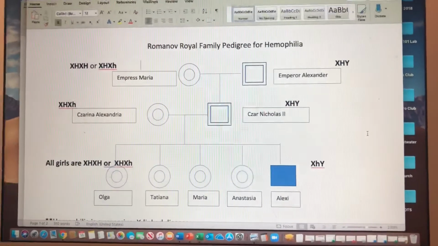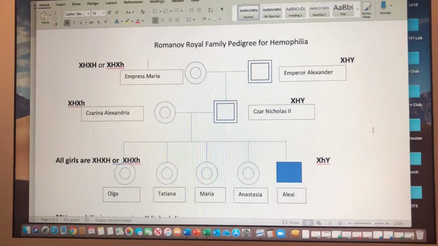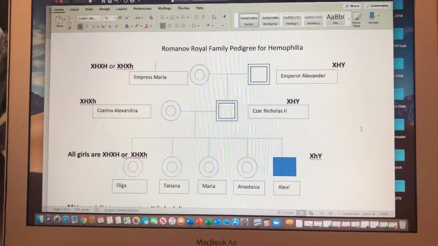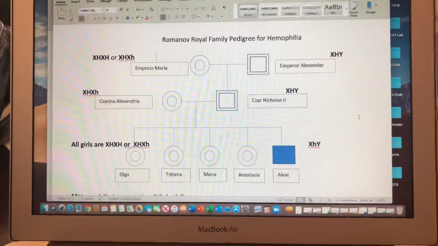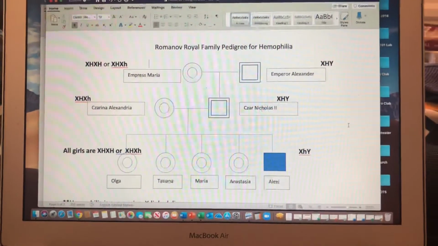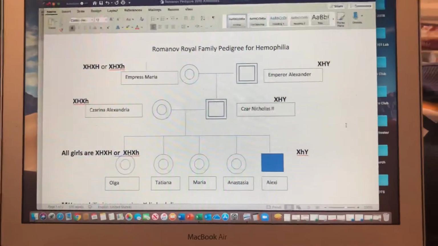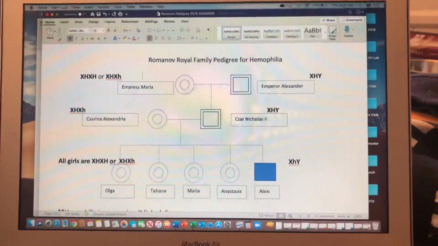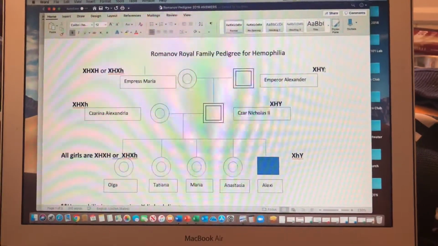All right, guys, I wanted to go over your Romanov extra credit just to make sure you understand these problems for your exam. So remember, when you're doing these, you have to put the sex chromosomes. You have to designate whether someone's male or female. So first, if you are female, you would have 2 X's. And if you're male, you'd have an X and a Y.